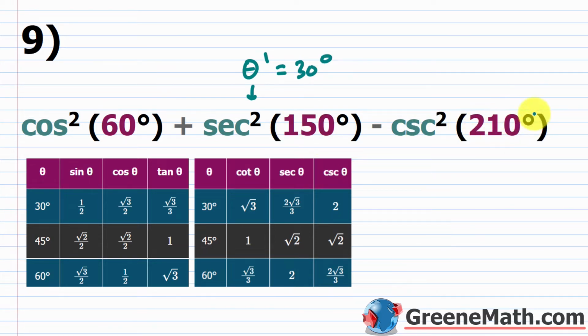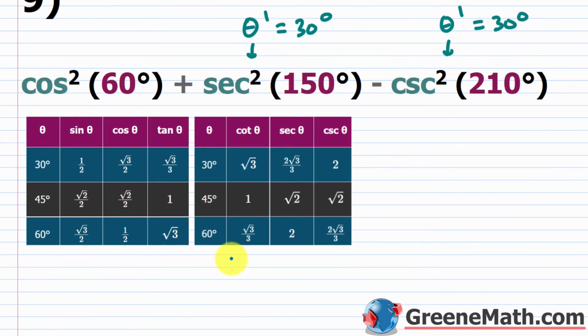And then for this guy, if it's 210 degrees, well, your theta prime there, I'm in quadrant 3, it's 210 degrees minus 180 degrees, which is going to be 30 degrees as well. So this is going to be my theta prime here, which is 30 degrees. Okay, so I'm just going to make a little replacement here. Let me come down here just a little bit. So first I'm going to write my cosine squared of 60 degrees. I'm not going to do anything with that yet.